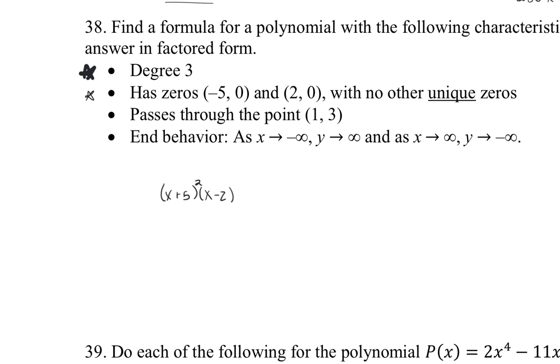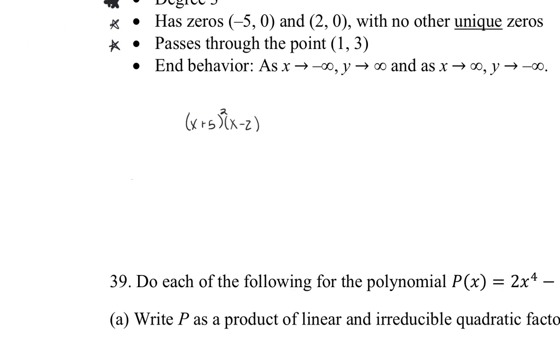We know it wants to pass through the point (1, 3). So that means that f of 1 should be equal to 3. Which if we plug in f of 1, that's going to look like (1 plus 5) to the second power times (1 minus 2). Which is the same as 6 squared times -1, which gives us -36. Now, we want that to have a value of +3.